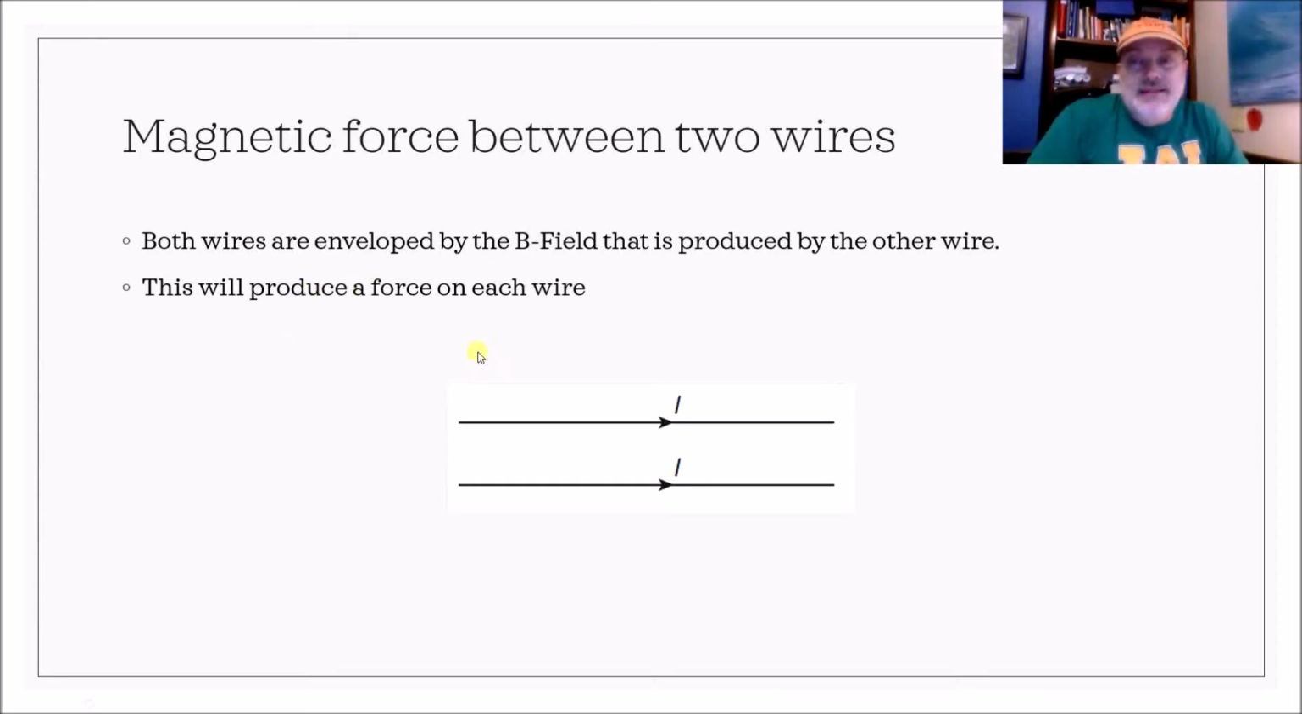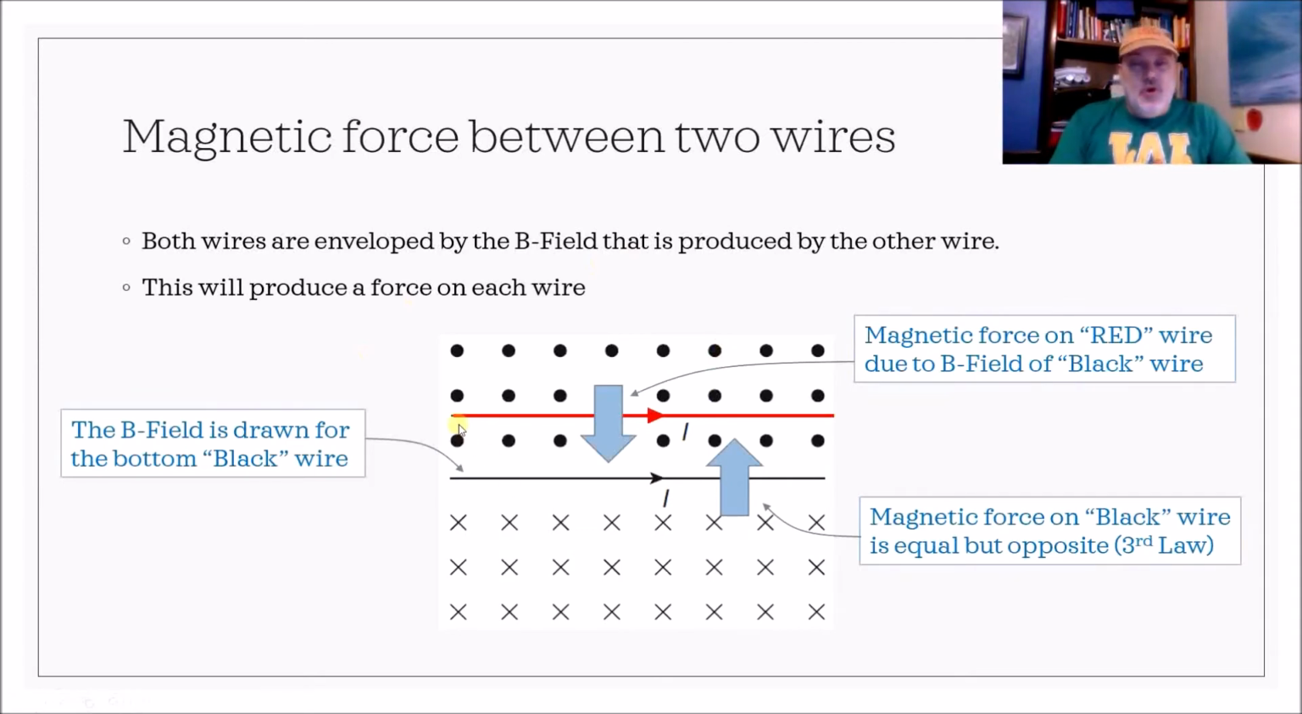So it's going to look a little something like this. In this case, I have the black wire below, and I've drawn the black magnetic field, and then the red wire is above. So the red wire that's above with a current to the right, magnetic field out of the page, and so the force will be down. Now we could redo the whole thing for the bottom wire, or we could just realize that for every force, there's an equal but opposite force. So if the red wire gets pulled down, the black wire will be pushed up, equal and opposite, third law of forces.